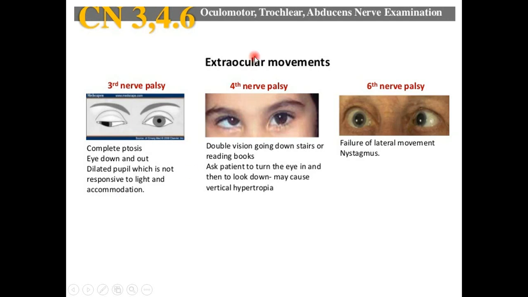This is fourth cranial nerve palsy, meaning the superior oblique does not work, causing double vision going downstairs or when reading books, which is very difficult. Ask the patient to turn the eye in and then to look down, which may cause vertical deviation. How do we examine the superior oblique? We ask the patient to look at his nose, that is, to look down and medially.